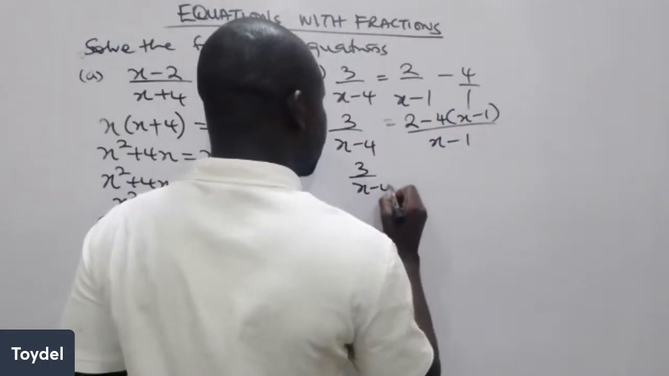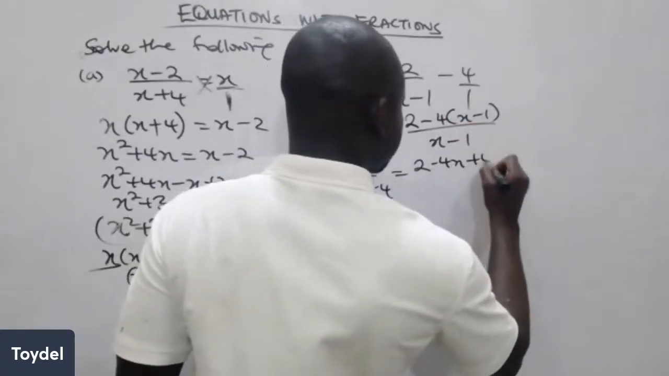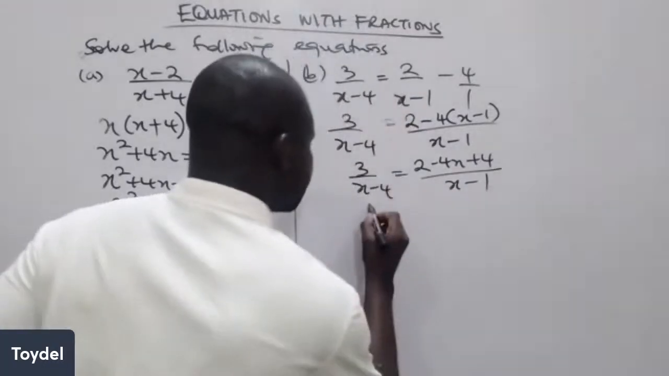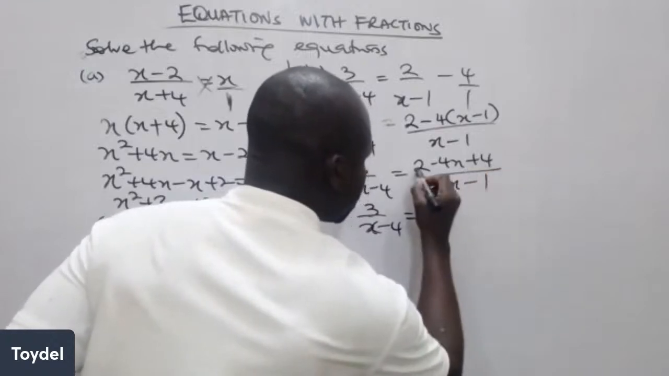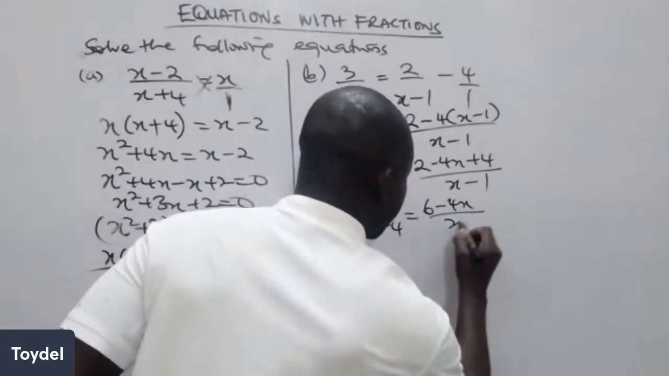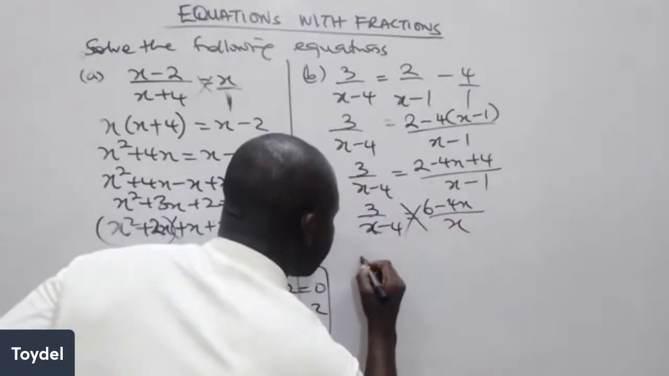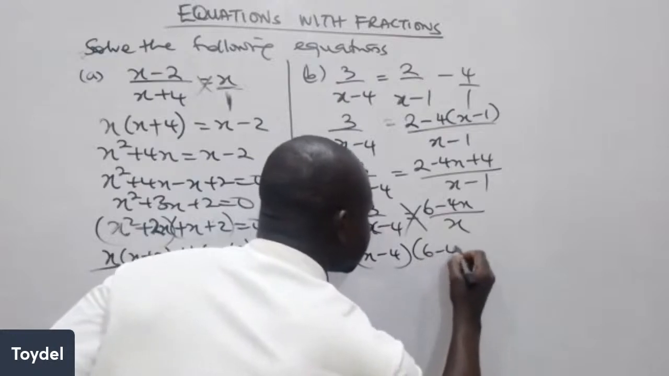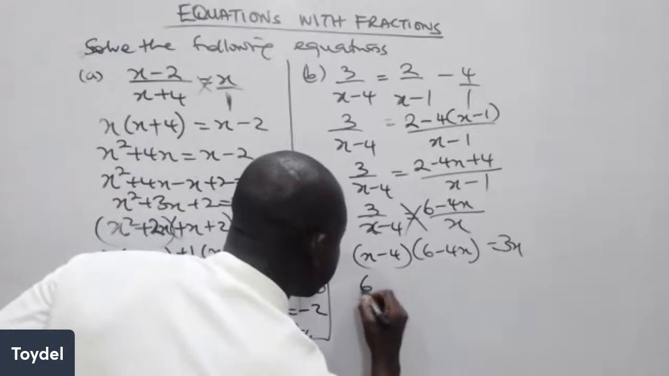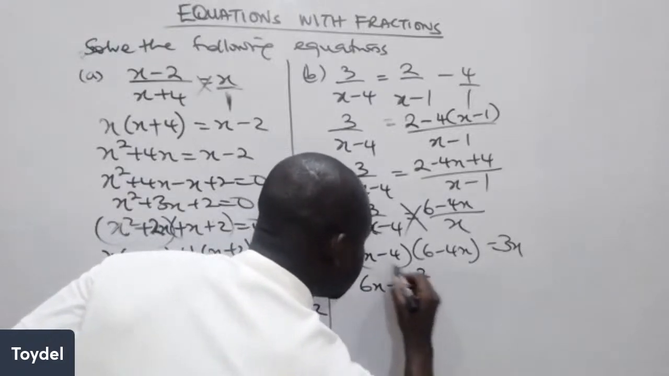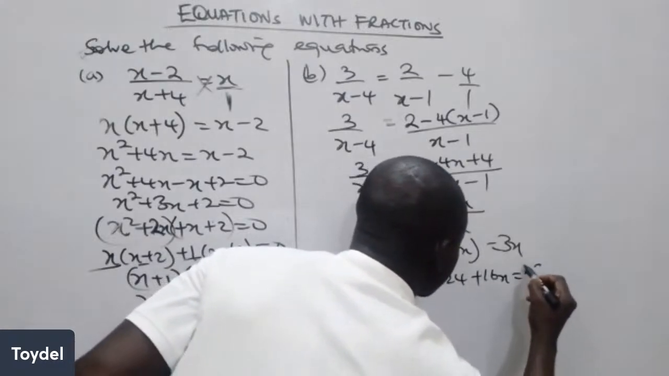So 3 all over x minus 4 will now be equal to, let me open up here, 2 minus 4 will control everything here: minus 4x plus 4, all over x minus 1. So from there, we have 3 all over x minus 4 will be equal to 4 plus 2 is 6 minus 4x all over x. At this point, I can actually do cross multiplication. So I cross multiply, so that I have x minus 4 multiplied by 6 minus 4x to be equal to x times 3. That's 3x. Then I can open up here. I have 6x minus 4x squared minus 24 plus 16x equal to 3x.